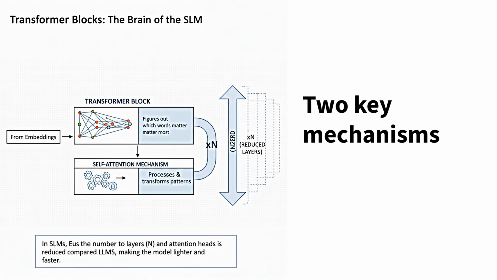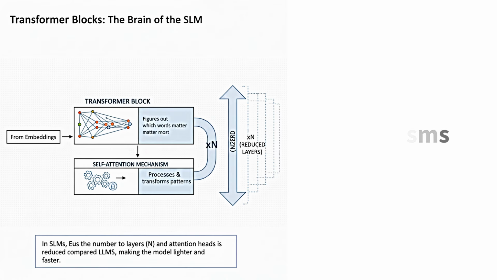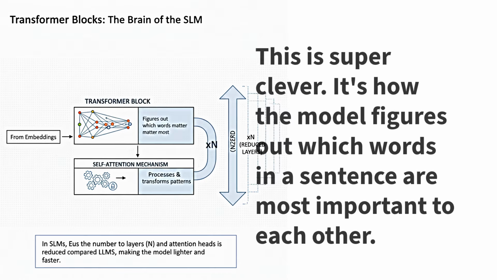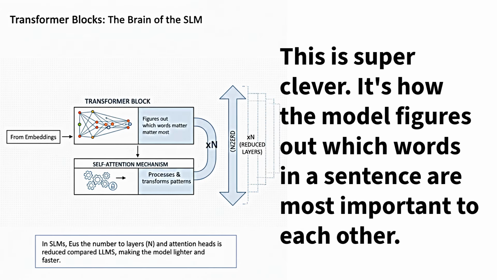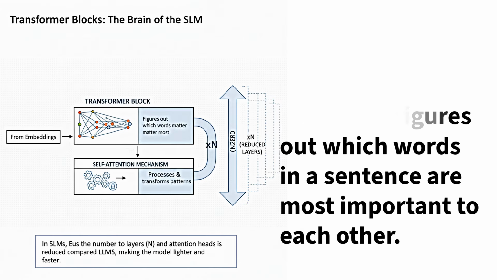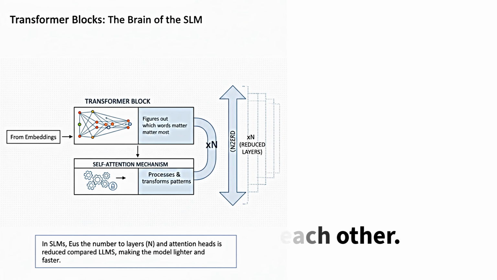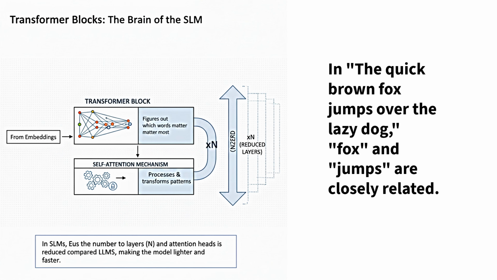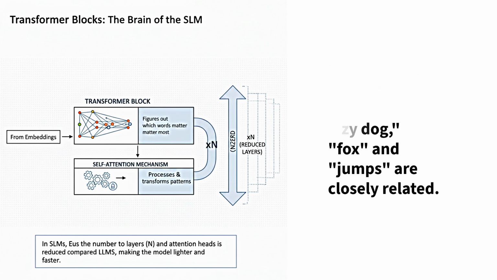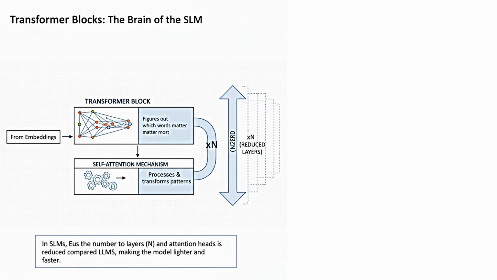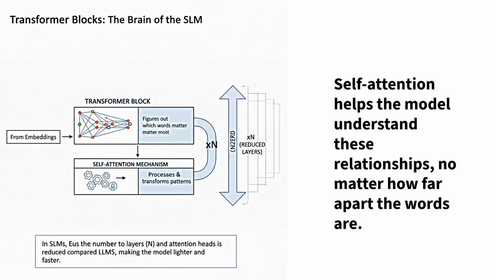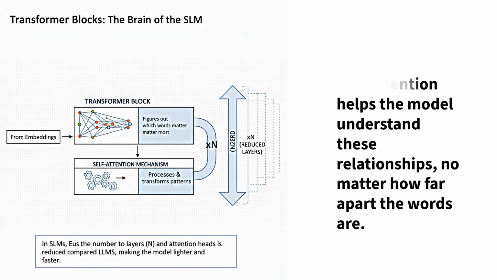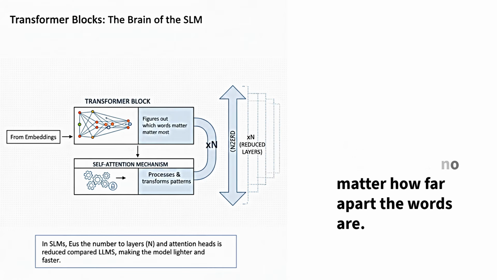Within each block, there are two key mechanisms. Self attention is the first mechanism. This is super clever. It is how the model figures out which words in a sentence are most important to each other. For instance, in "the quick brown fox jumps over the lazy dog," fox and jumps are closely related. Self attention helps the model understand these relationships, no matter how far apart the words are.